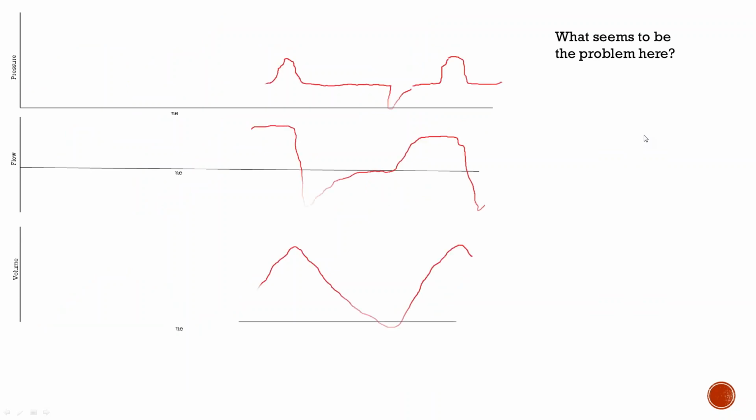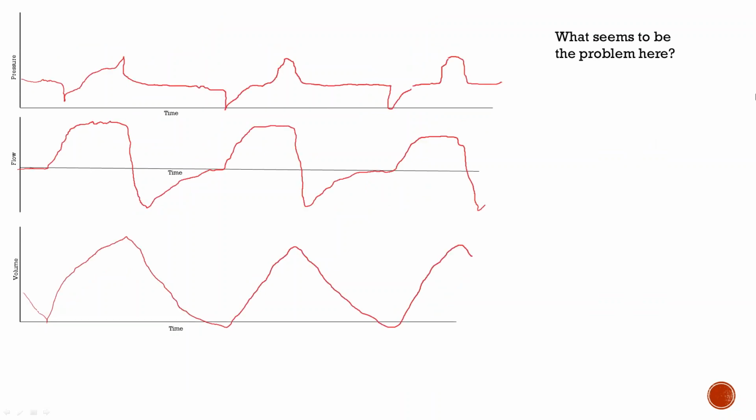Okay, what seems to be the problem here? For this one, you just have to spend a little bit of time. Don't shout anything out, but focus in, especially on the flow tracing, take 10 seconds, look at it very carefully, and make sure you see everything slowly.